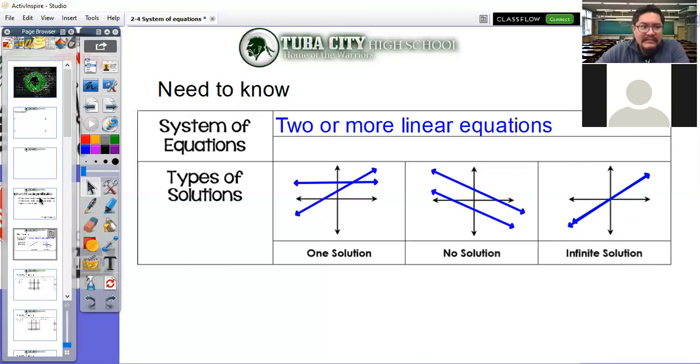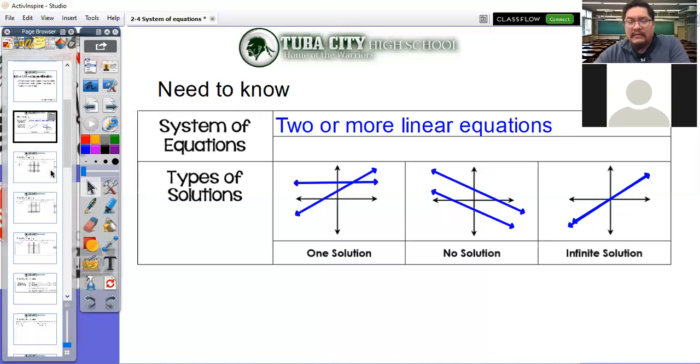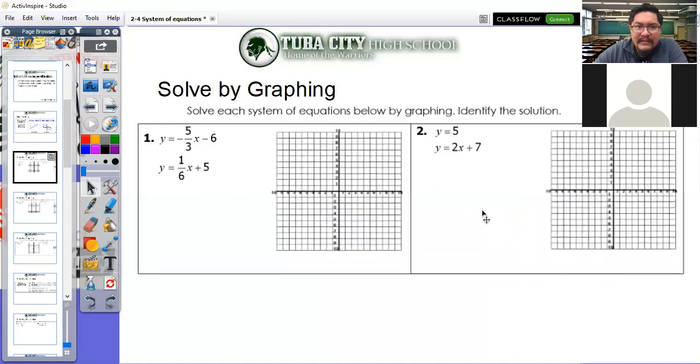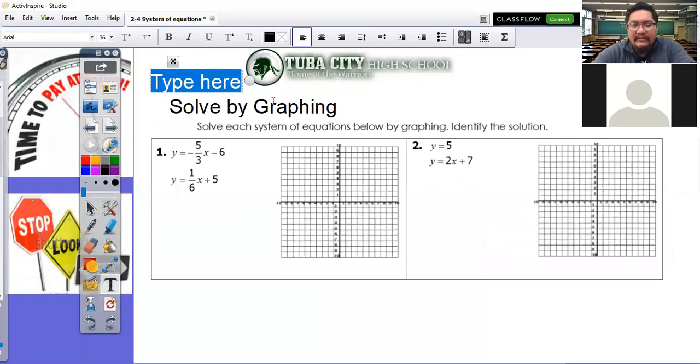Okay, so let's go ahead and see if we can get some of this going with the exercises. Solve each system of equations below by graphing and identify the solution. There's a couple of things going on. First off, let's graph using the same method that we were using earlier, that's the y equals mx plus b.